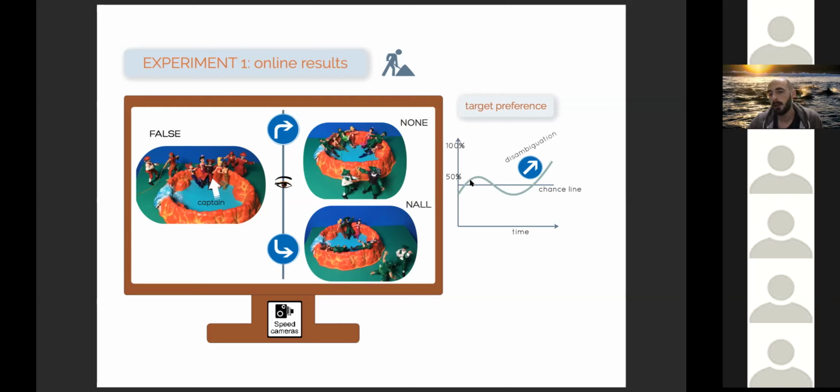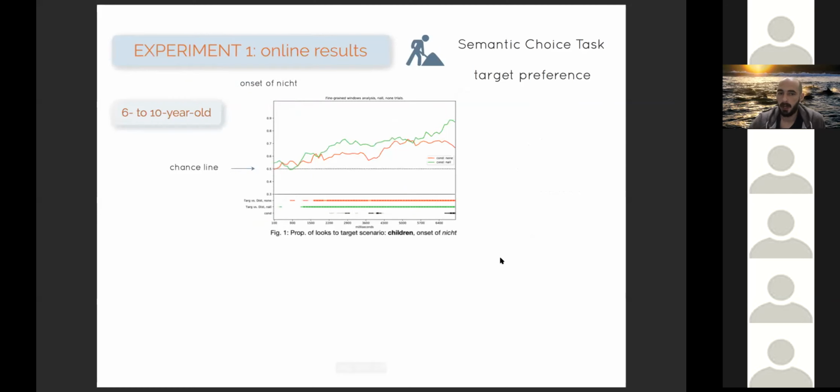So you are interested in when the target preference departs from chance and when your target preference line rises towards 100% from 50%, okay? And then we can compare this in these two different conditions to see in which one you're faster at identifying the right context. So what happened?